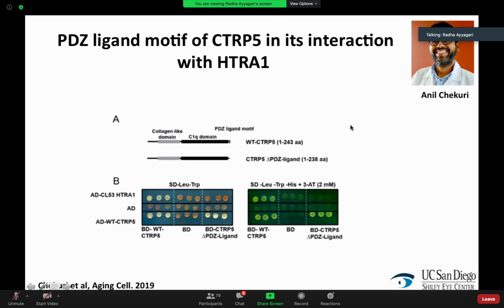We also studied the role of the PDZ ligand motif in CTRP5. We generated constructs with the full-length CTRP5 and CTRP5 without the PDZ ligand. When we tested, wild type CTRP5 interacts with HTRA1. However, when the PDZ ligand motif is deleted in CTRP5, it does not interact with HTRA1, further suggesting the interaction is through the PDZ domain.